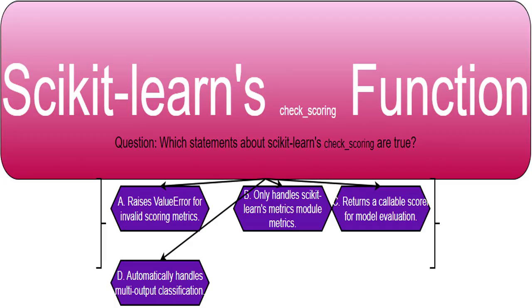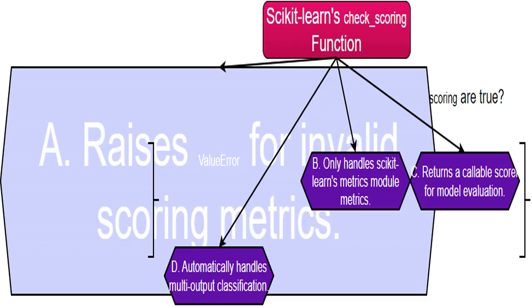I'm discussing the scikit-learn library's _check_scoring function. It's a tool we use to make sure the scoring metric we've chosen for a machine learning model is valid and ready to use. This statement is false. I can use _check_scoring with custom-built scoring functions, not just the ones that come pre-built in scikit-learn's metrics module. So it's more flexible than the statement claims.